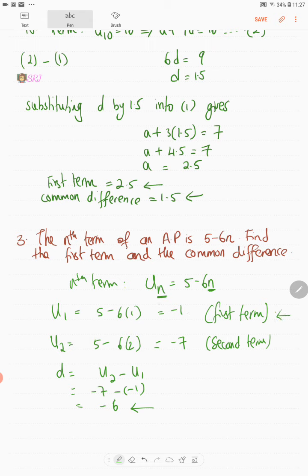For the first term, we just have to replace n by 1, and we obtain u1. This is the first term. To obtain the common difference, we must find the value of the second term, u2. That is, we replace n by 2, and then we will obtain the common difference, which is u2 minus u1.